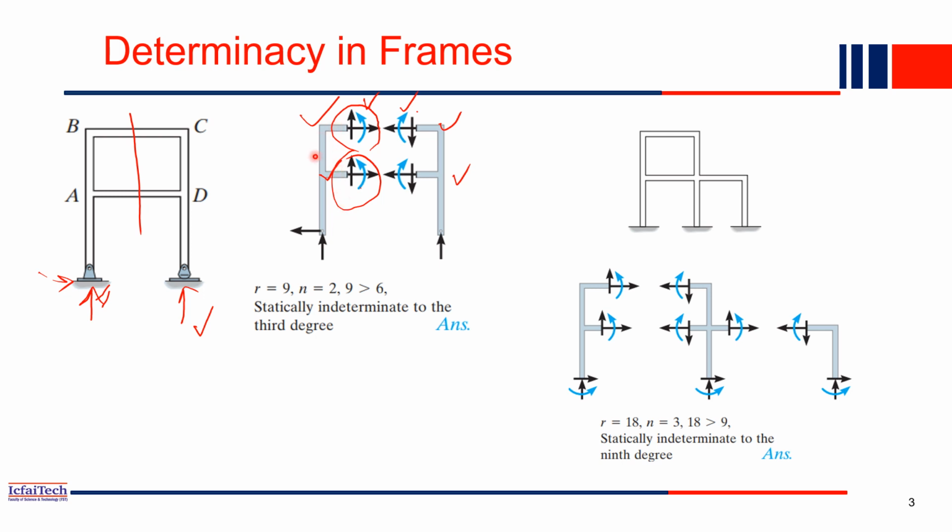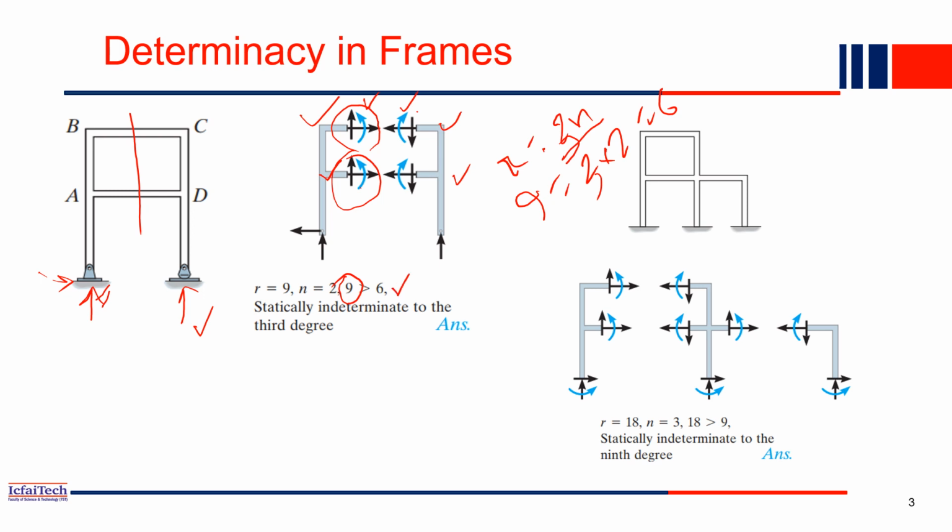Now how many parts? As I discussed, N is the number of parts. In the earlier beam, there was only a single beam section. But here we made a cut and separated two parts, so N is 2. What was our equation? If R equals 3N, here R is 9, whereas 3N is 3 into 2, so 6. So basically you have 9 unknowns and 6 equations.